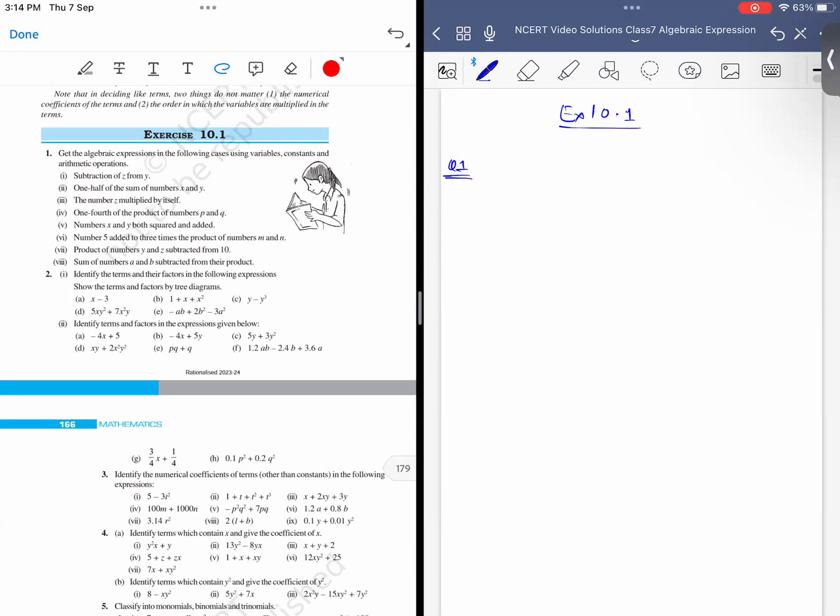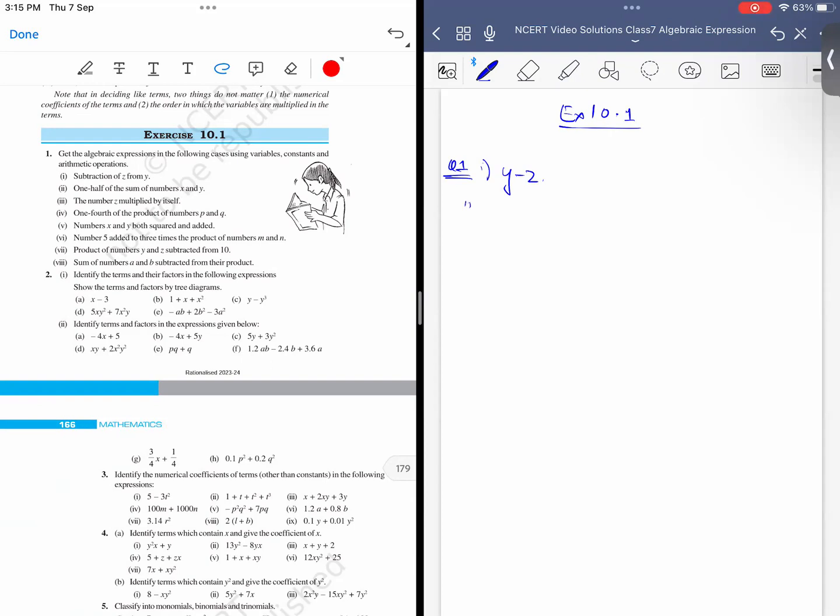It's saying, get the algebraic expression in the following cases using variables, constants, and arithmetic operations. So you need to form an expression with the given cases. The subtraction of z from y. How will we write? Z is subtracted from y, that means y minus z.